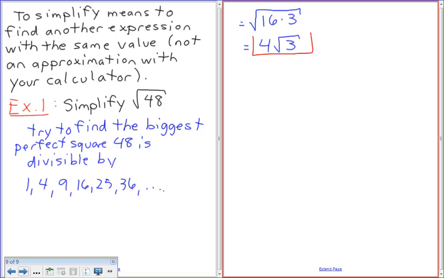Matt, you're up next. That's not 16, but 16 times 3. Remember, sorry, I should have mentioned this: please remember this sign right here. This means multiply. Now, the way that works is, the square root of 16 is just 4, so it's 4 times root 3. Let's try another one.